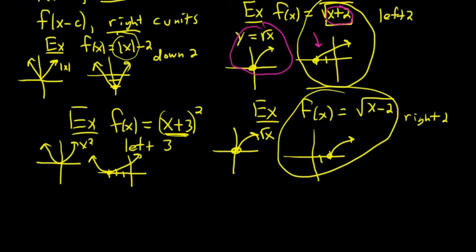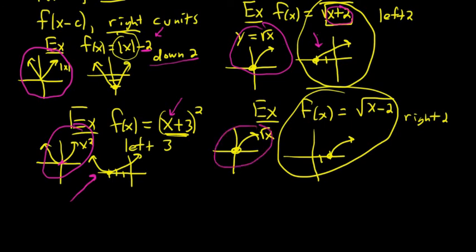The next example we had was the absolute value of x minus 2. So we started with the absolute value of x. That was our core function. We subtracted 2 from the entire function, so we went down 2. The next example we had was x plus 3 squared. We add to the x, so it's backwards, so it's left 3. So we took the whole picture, and we went left 3. And the last example we saw was another square root function. We subtracted 2 from the x, so it's backwards, so it's right 2. I hope that made sense.